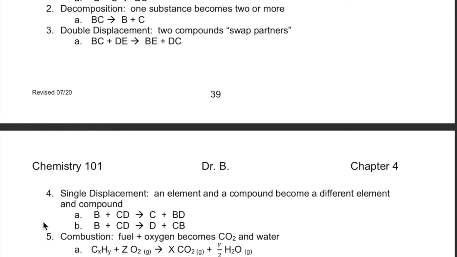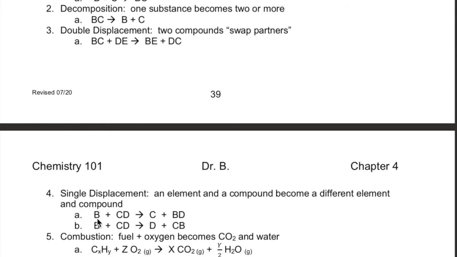The next thing to take a look at is combustion. Combustion is some sort of fuel combining with oxygen gas to become carbon dioxide and water. So it's a very specific reaction. If you don't have all of those components, it's not combustion. If you've eliminated that possibility, then you need to decide between double displacement and single displacement.